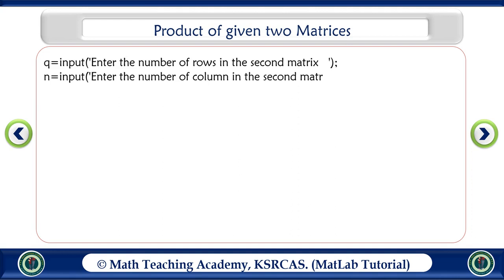Similarly, we have to enter the number of columns of the second matrix. This is achieved by the command n is equal to input enter the number of column in the second matrix. This command will display the text enter the number of column in the second matrix in the command window and wait for the user to enter another numeric value. After the user enters the value, that value will be stored in the variable name n.